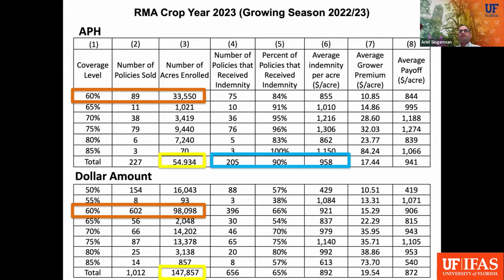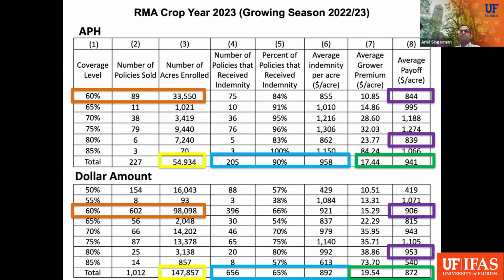Now in 2023, 205 out of 227 policies, that is 90% of them, got on average $958 per acre. The dollar amount paid to 656 policies out of the total of 1,012. That makes it 65%, an average of $892 per acre. And when we take the premium into account, the average payoff of APH was $941, whereas the one for dollar amount was $872 per acre.